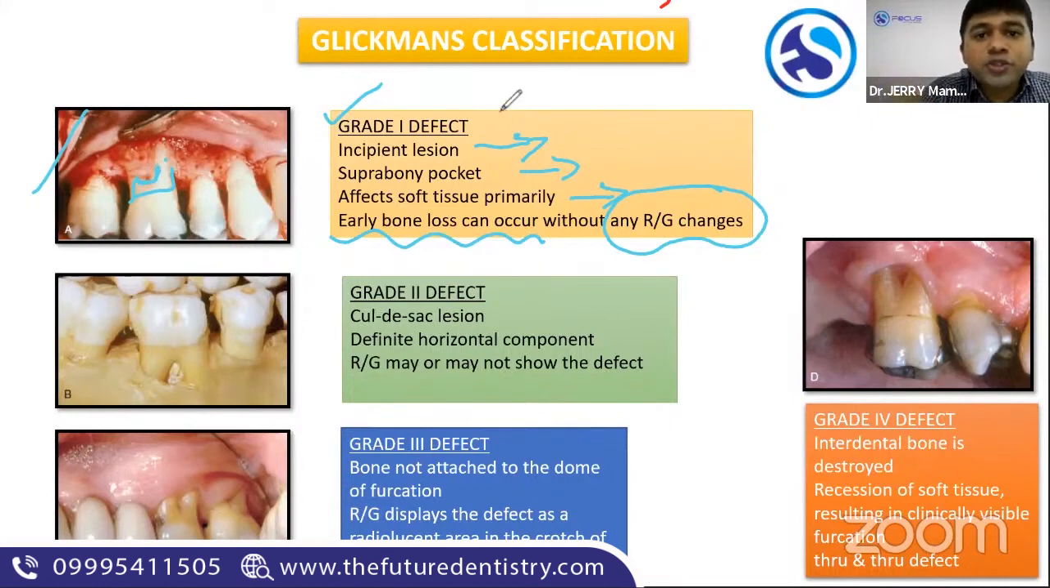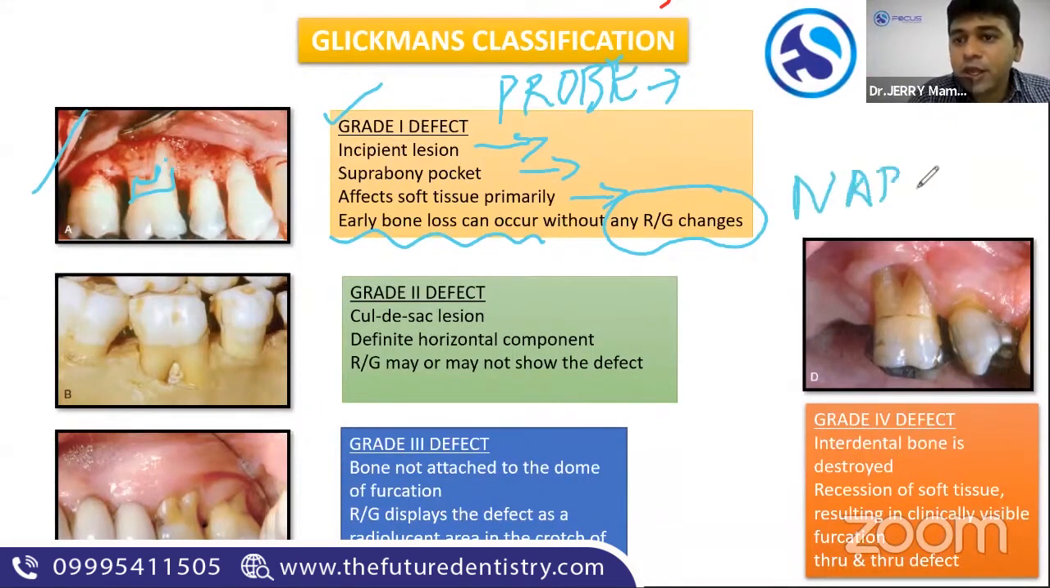Which is the probe that you use for detecting furcation? Can anybody tell me? Yes, it is known as the Nabers probe. Very good. It is known as the Nabers probe. Okay, so that is grade one defect.